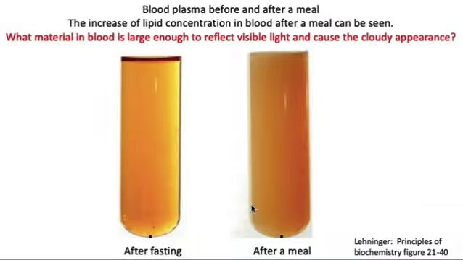I was really impressed when I first saw this figure. Before eating a large meal, your blood plasma looks relatively clear. After the large meal, it's very cloudy. What do you think is making it cloudy? Well, it's lipids, but it's not just cholesterol floating around. It's not just triacylglycerols floating around, because those molecules are too small to interact with a relatively large wavelength of light. What is the cloudiness caused by?